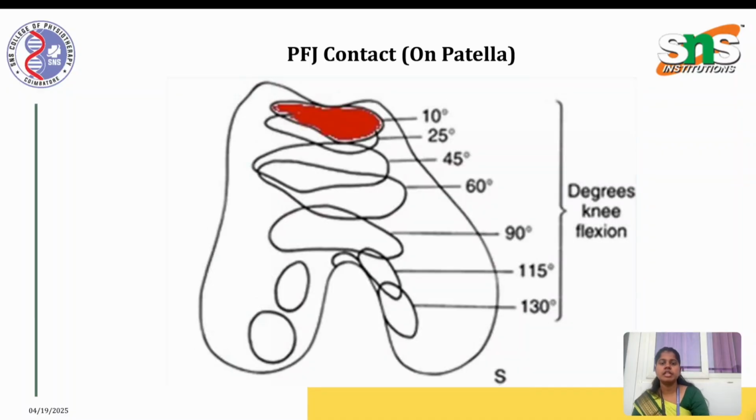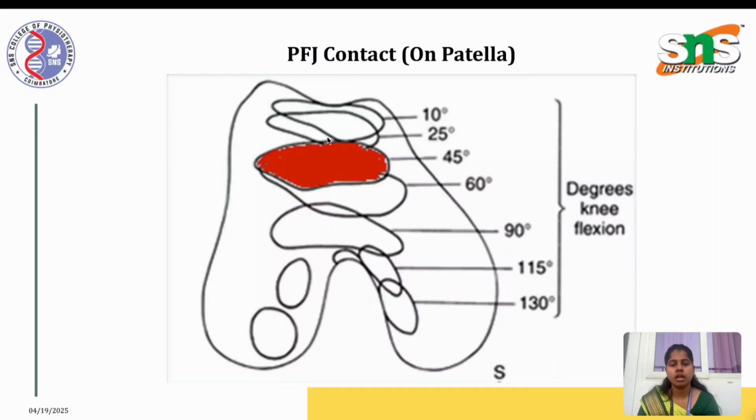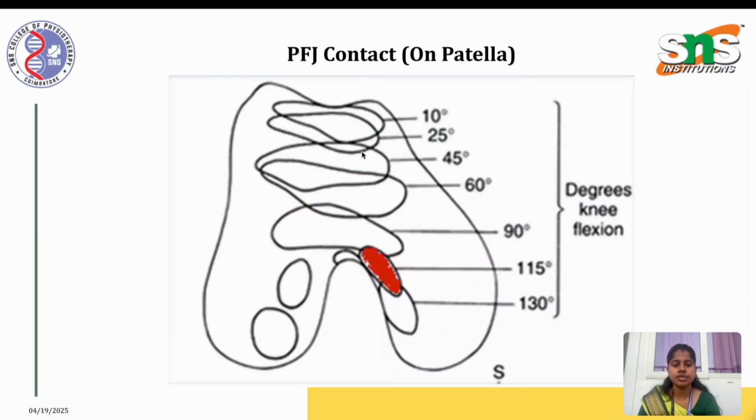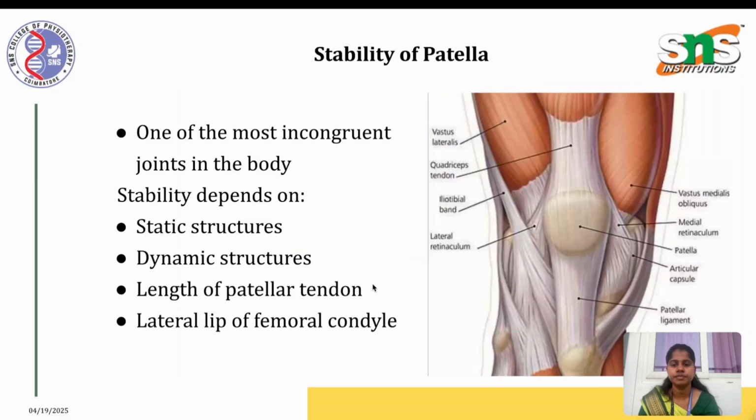This is a very simple picture representation of the area of the patella that comes in contact with the femur during flexion. For example, during 10 degrees of flexion, this area of the patella comes in contact with the femur, and during 45 degrees of flexion, this area comes in contact with the femur, and during 60 degrees, 90 degrees, and 115 degrees, this is the area of the patella that is in contact with the femur.